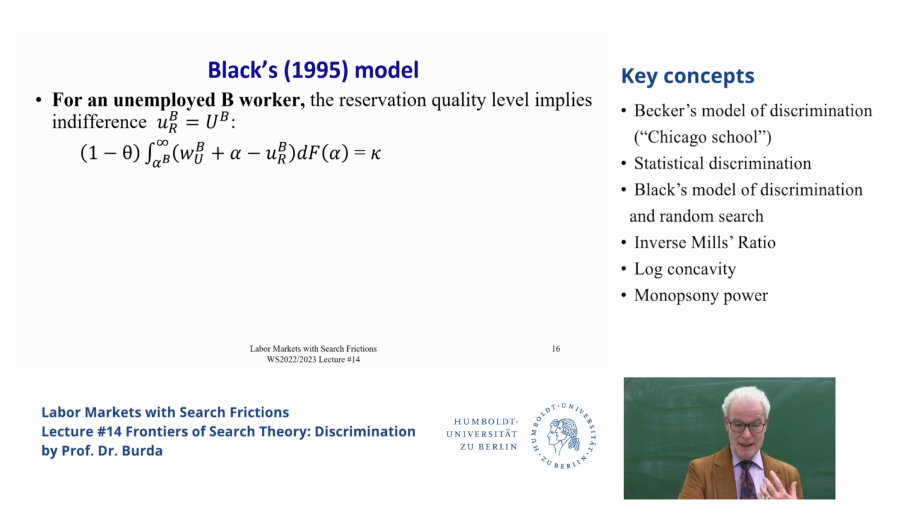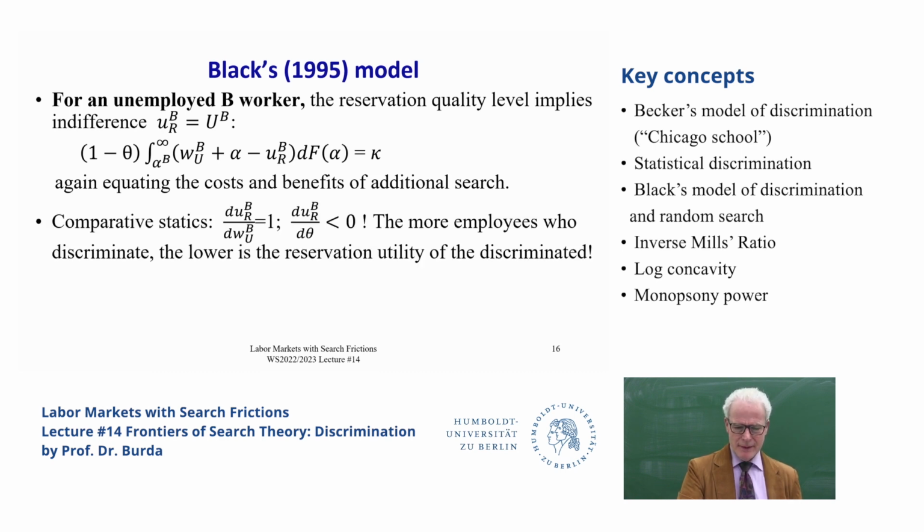The larger 1 minus theta is, the more likely it is I'm going to have a lot of utility from having a job, and the more likely I'm going to accept a job. If you do the comparative statics on this equation, you end up getting a unit effect of the offer wage on utility.